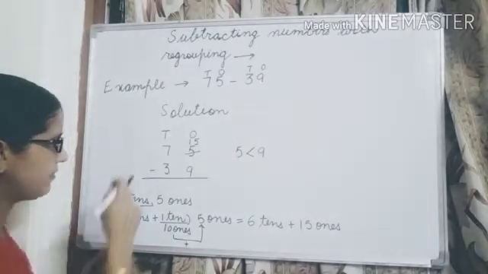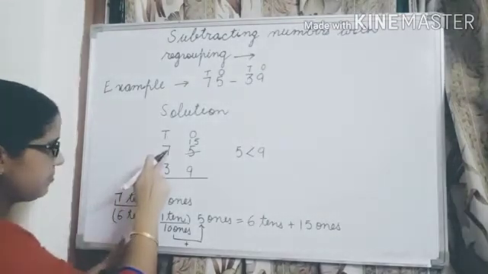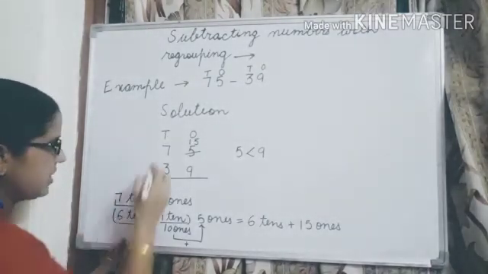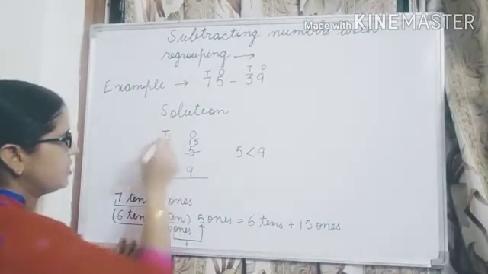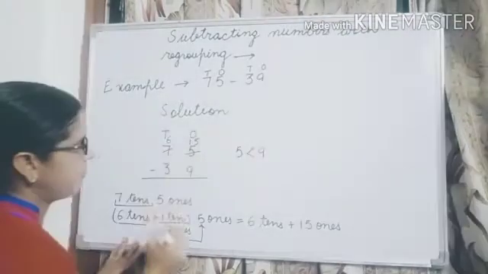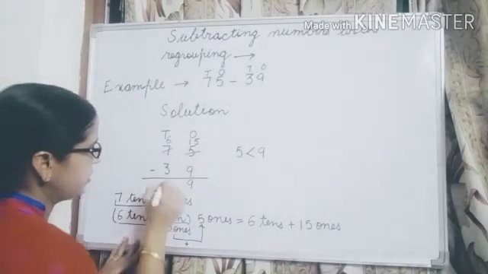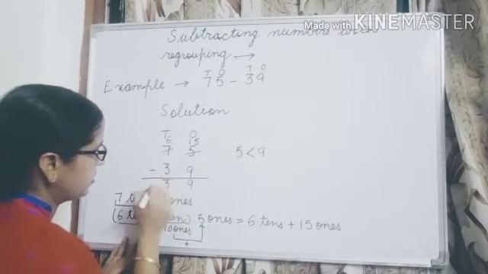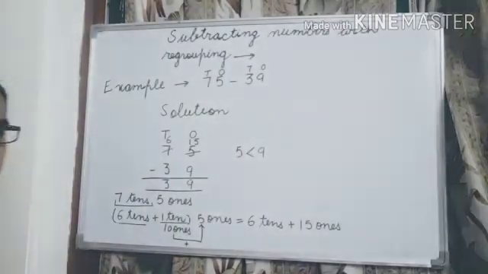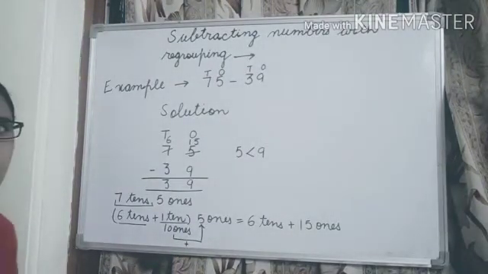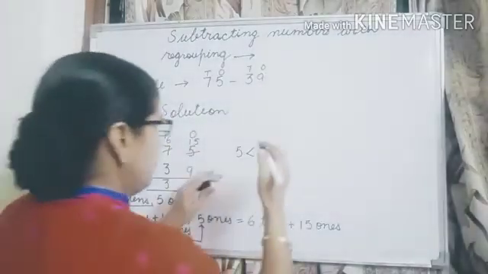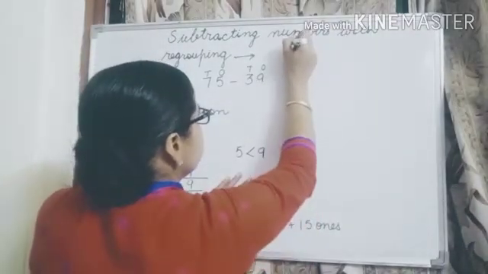And what is left here in this 7? At the place of 7, 6 tens is left. Then 15 minus 9 is 6. 6 minus 3 is 3. This is 39. Now I hope you understand this sum. I will do one more sum with steps like this.